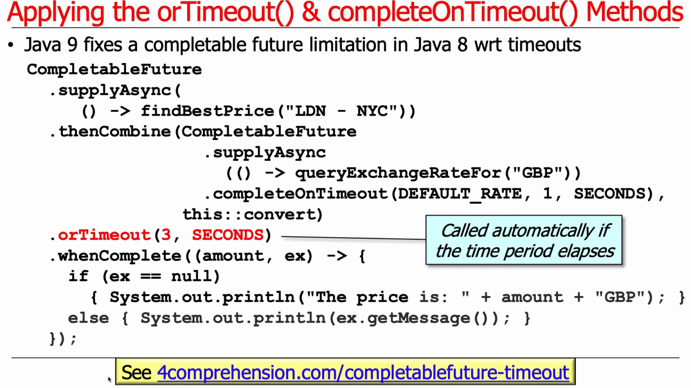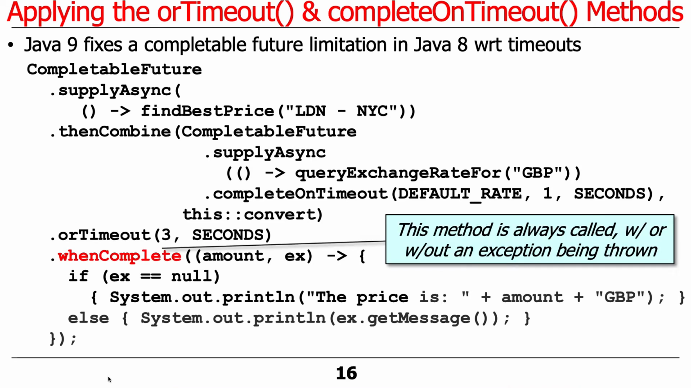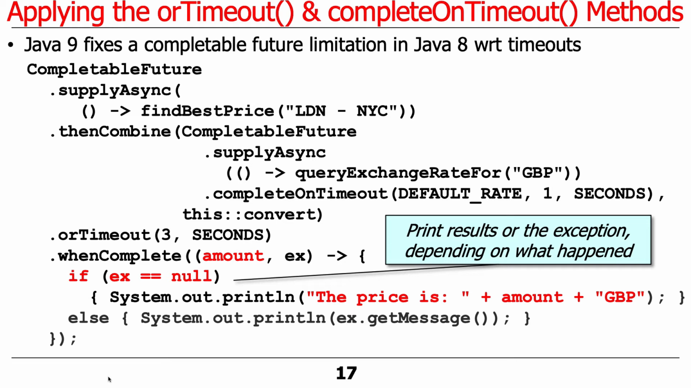So the orTimeout call, the CompletionStage method here, basically is saying, if this thing just blocks for more than 3 seconds, we give up. And in that case, a timeout exception will be thrown. And no matter what happens, this method will be called. And depending on what happened, if we have an exception, then one thing happens. If we didn't have an exception, then something else happens.